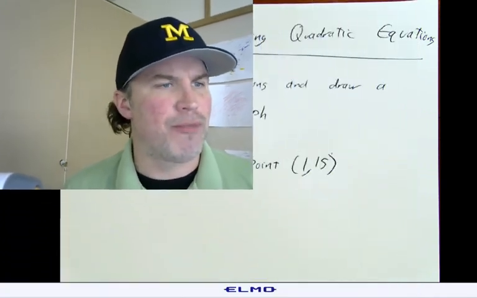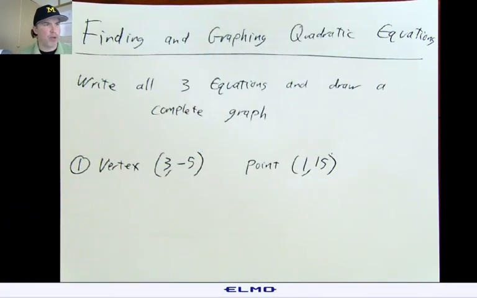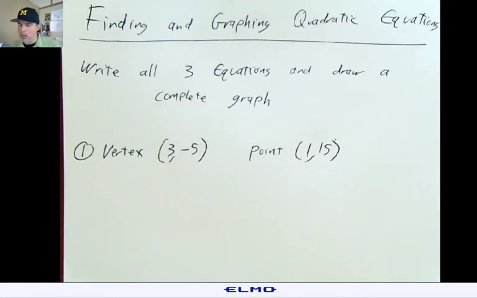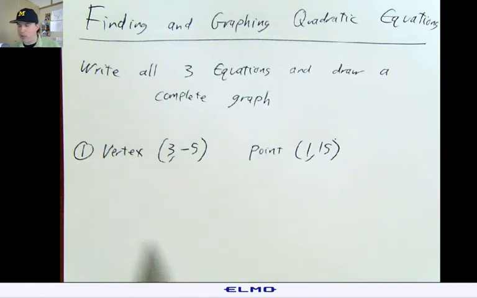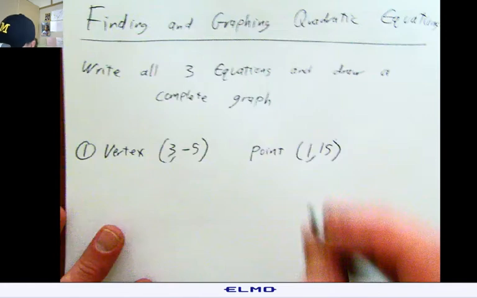Hopefully you've gotten comfortable with completing the square both when a is equal to 1 and a is not equal to 1. So we can turn our focus now to, if I give you some information about a graph, we need to write an equation, all three equations for this situation and draw a complete graph.